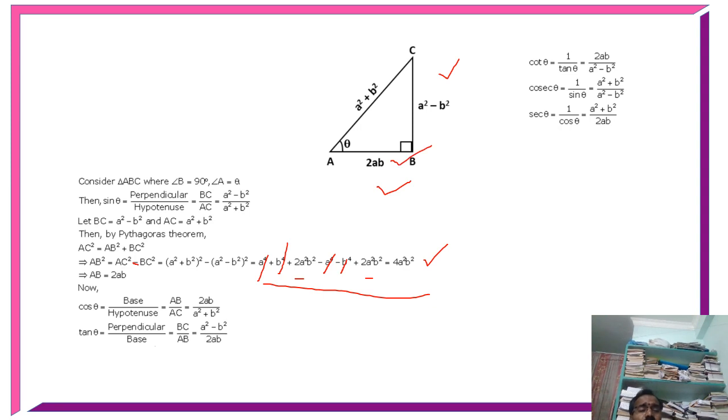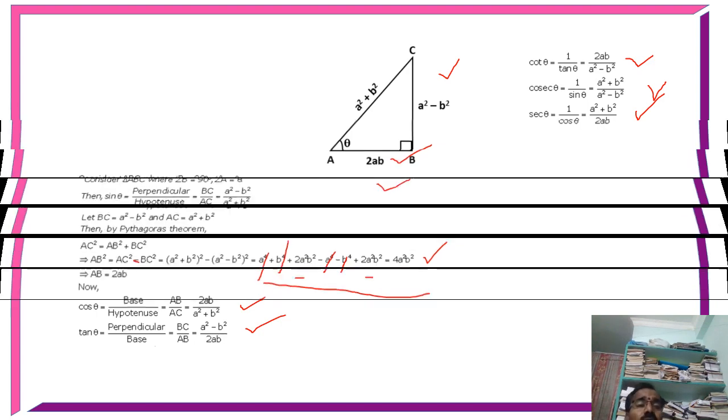Now cos theta equals base by hypotenuse, or adjacent side by hypotenuse, AB by AC. We have tan theta equal to perpendicular by base, or opposite side by adjacent side, BC by AB, that is a square minus b square by 2ab. Similarly, we can find cot theta, cosecant theta, secant theta by taking reciprocals of tan, sin, cos. This is the way to do it by applying Pythagoras theorem, or else by using identities. But when variables are given, do it by using Pythagoras theorem only. Let us go with the next slide.